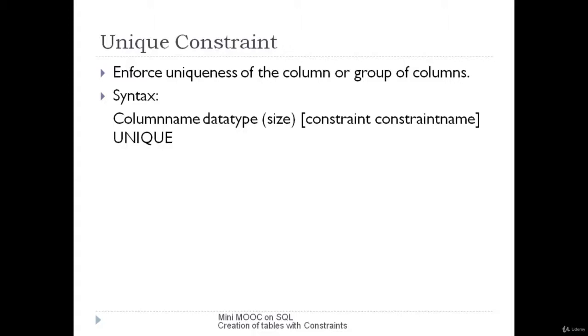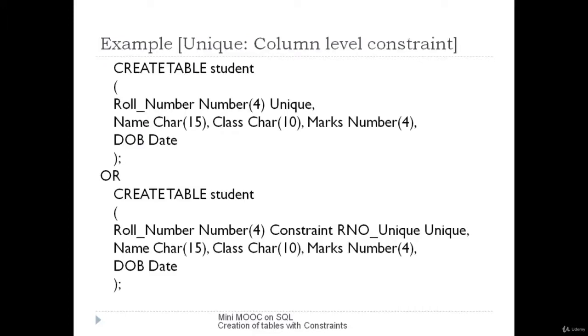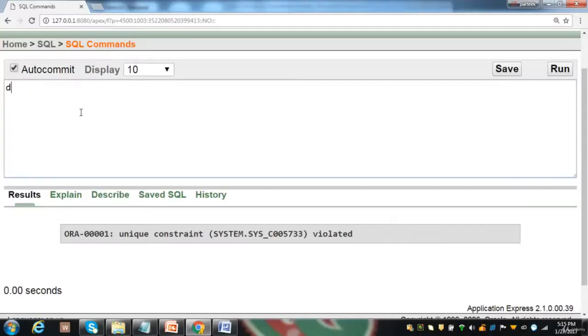In the syntax, we have to write unique with the column name, data type, and size. Optionally, we can specify a constraint name. Let us apply this constraint on the student table. Here, roll number has been made unique by applying this constraint. We can also specify our own constraint name during creation of the table. Let us demonstrate this concept in SQL.